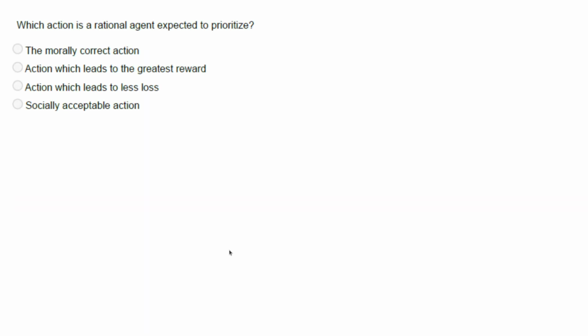Now coming to the next question: which action is the rational agent expected to prioritize? If a rational agent is there, what action will it prioritize? The options are morally correct actions, actions which lead to the greatest reward, actions which lead to less loss, and socially acceptable solutions. It's pretty easy, so you can guess. Obviously it doesn't know morals. AI agents don't, so it will do the action that gives the greatest reward, because that's how the objective has been framed. So option B is correct. Action which leads to less loss is also true in some sense, because it will try to take the action that gives less loss.